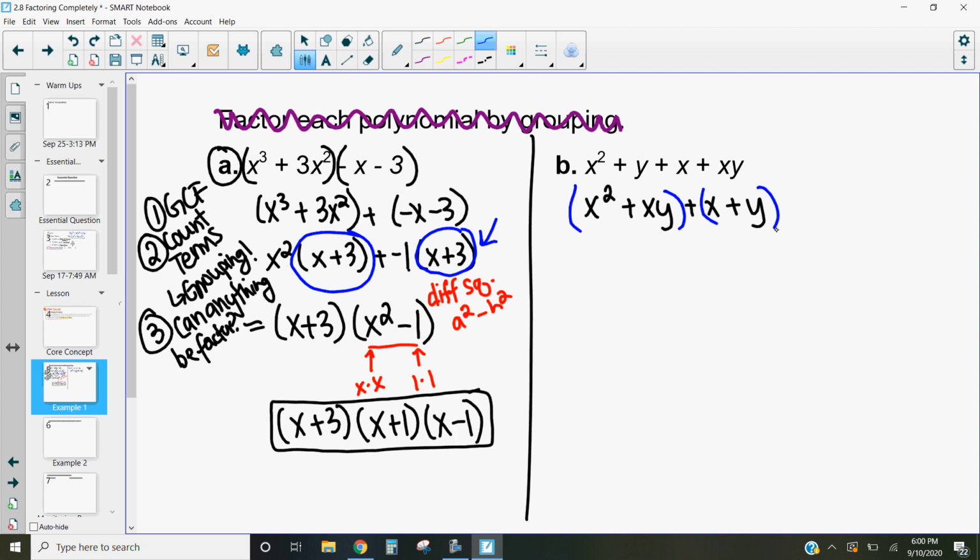And the reason why is I noticed I have an x and a y, but in these terms, they both have an x, and this one will have a leftover x, and this one will have a leftover y. So when I go to factor, I can factor an x out of this one and get an x plus y.